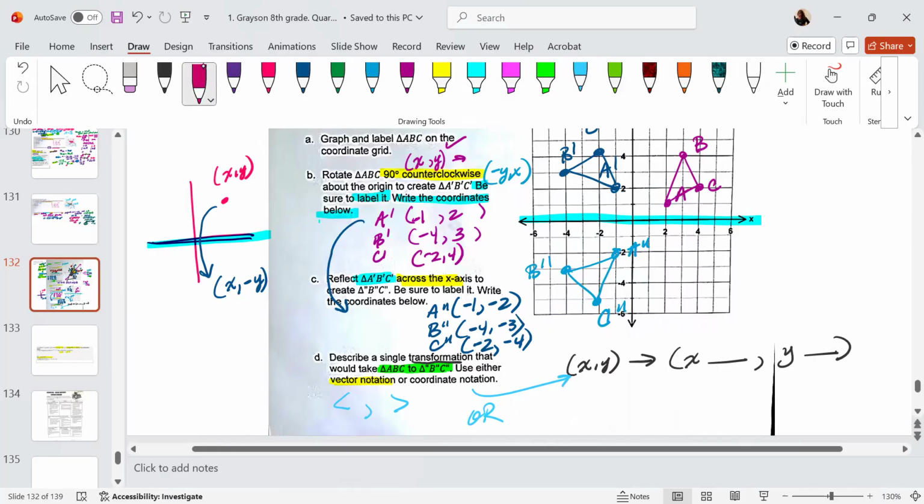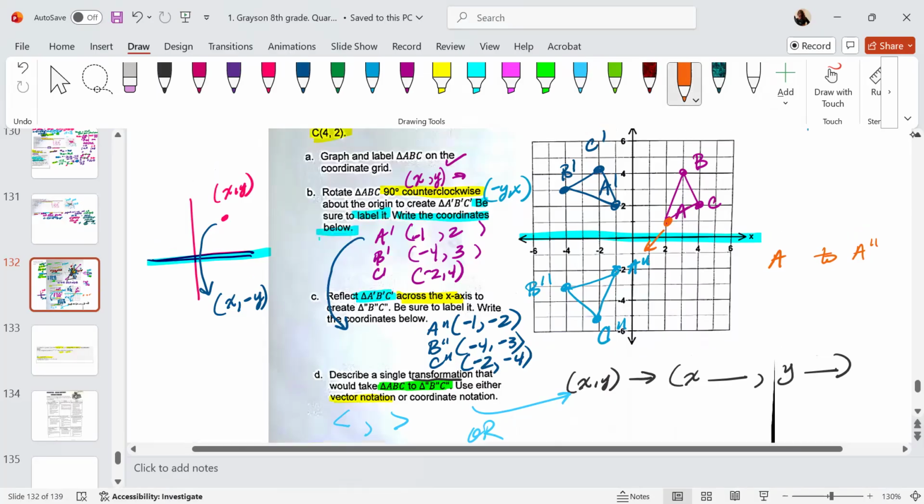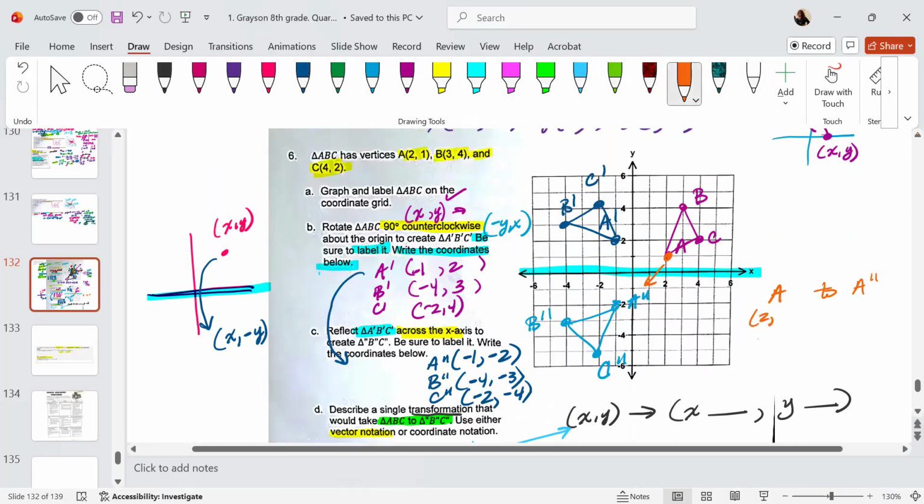So looking at A, so here's A. How'd you get from A to A double prime? So ask yourself, how'd you get from A to A double prime? The location of A is 2, 1, correct? Yes. Location of A double prime is -1, -2. How did I get from 2 to -1? What did I do?